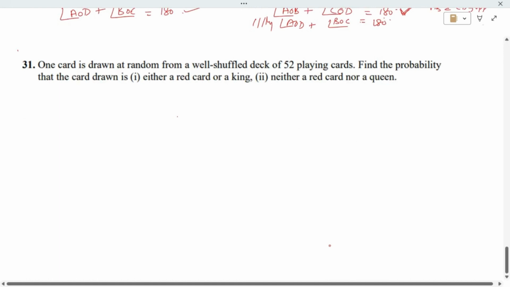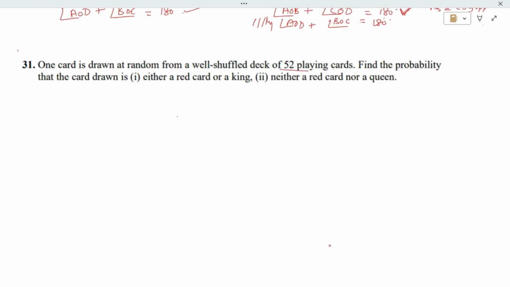Question number 31. One card is drawn at random from a well shuffled deck of 52 playing cards. So what is the total number of cards? 52, isn't it? So that is going to be the total outcomes. Find the probability of the card that is drawn being either a red card or a king. So probability of either a red card or a king. It can be a red card or it can be a king.